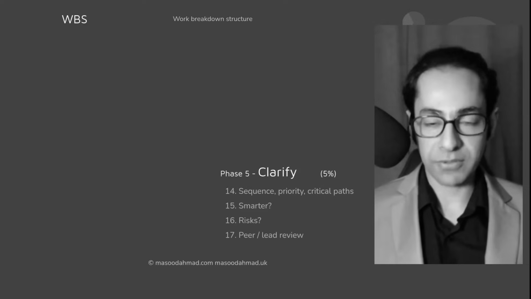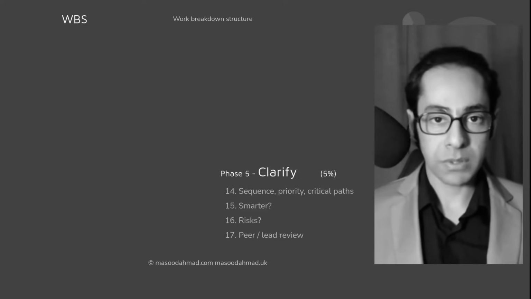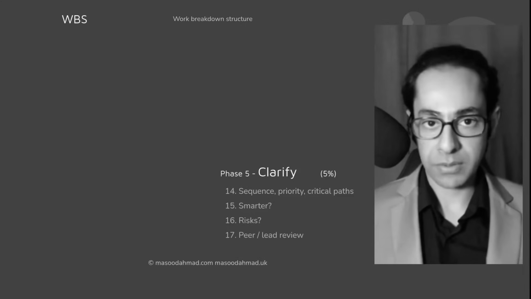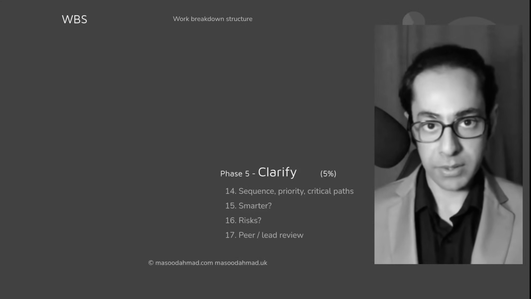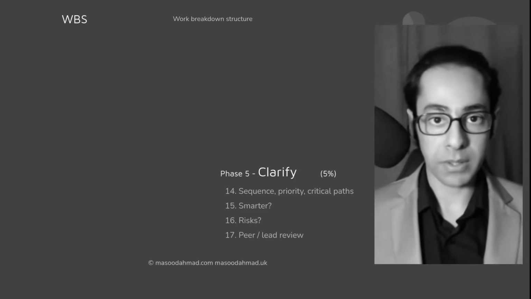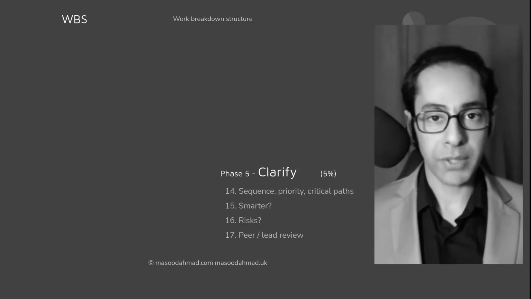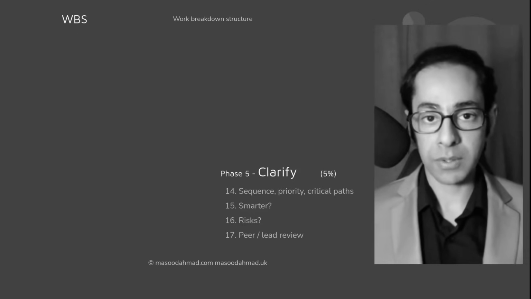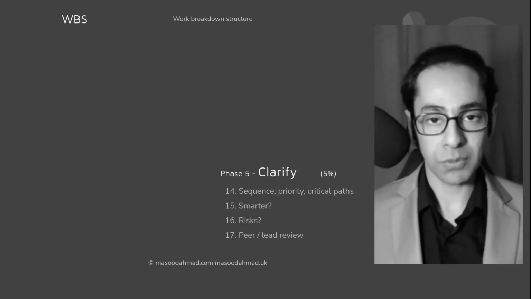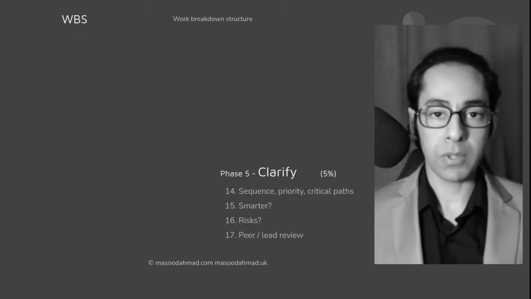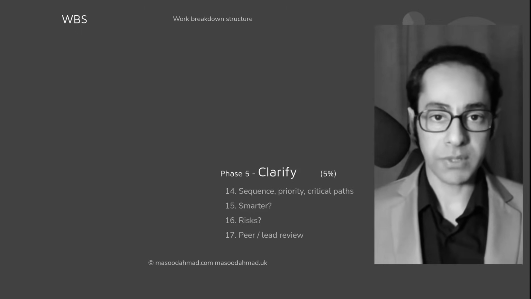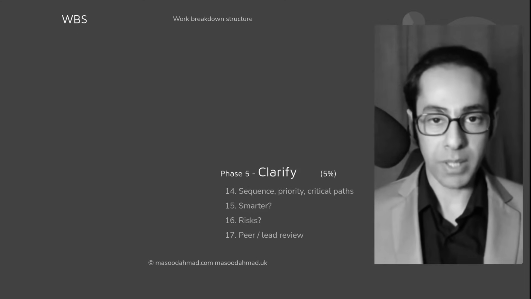Phase 5, clarify. Most probably there would be some sequence of tasks. You should consider that. One task should be done after another and the other and the other. There should be a priority or the critical path. You need to arrange a bit, assuming you are still in a spreadsheet and it's easy to move the rows up and down. Step 15, think for a moment, what could you have done smarter or better?